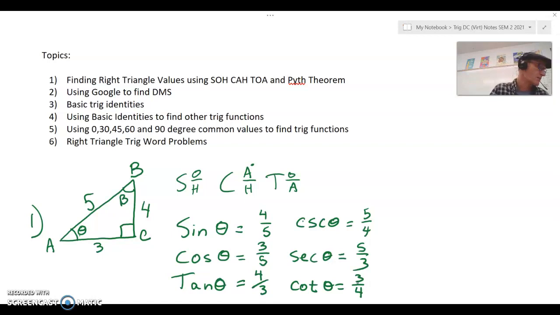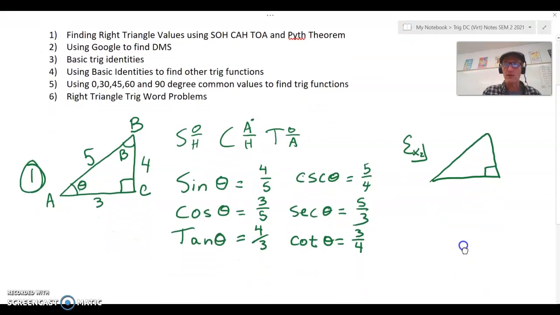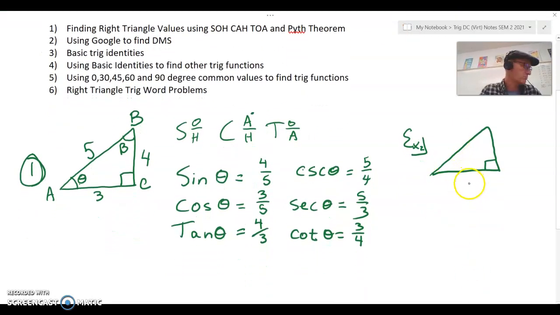Now, let's say another side was missing. Okay, so for example, I wanted to look at this triangle here. This is a right triangle. This is example 2. This is still topic 1, finding right triangle values using SOH TOA and Pythagorean theorem. Okay, so example 2 might look, I don't know, something like this. If I have 13 here, and I have 5 here, and I have theta right here. So our task is to find the 6 trig values of theta.